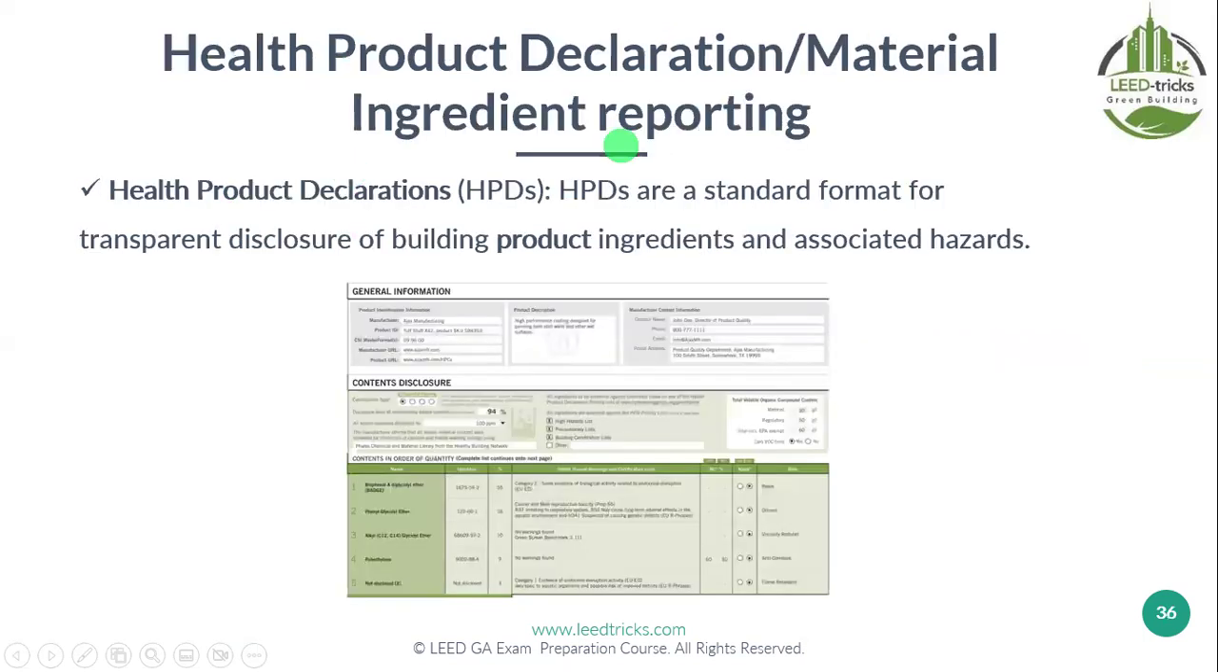A health product declaration is the same as EPD, but this focuses on health impact, as you can see here down, if the product has any health impact. And these are all third-party certifications. It's not like LEED. I told you LEED doesn't give a certificate for a product, but these types give a certificate for a product. HPD and EPD, these are specific certificates.